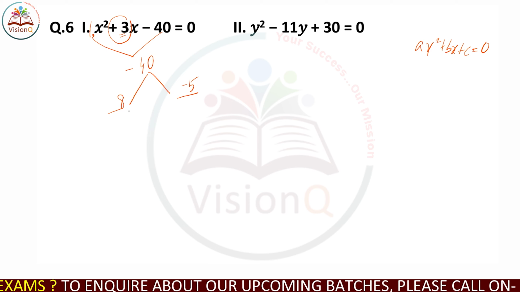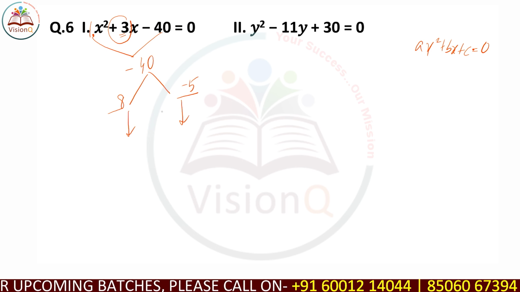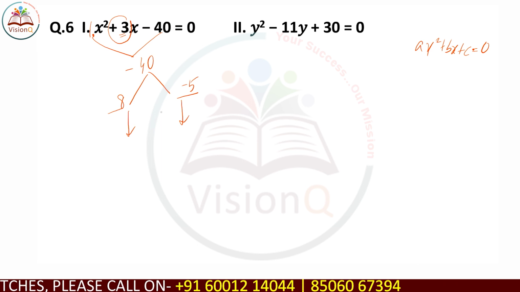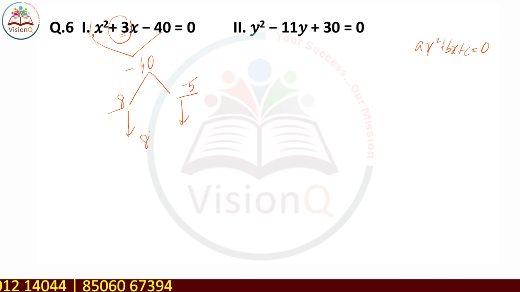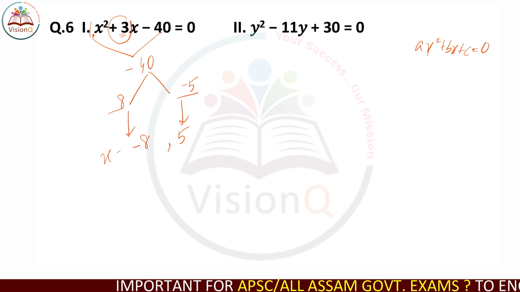So in the next step, what to do? Divide both these numbers by a and change the sign. a was 1, so 8 by 1 is 8, minus 5 by 1 is minus 5, but I have to change the sign. So plus 8 becomes minus 8 and minus 5 becomes plus 5. So these are the values of x.